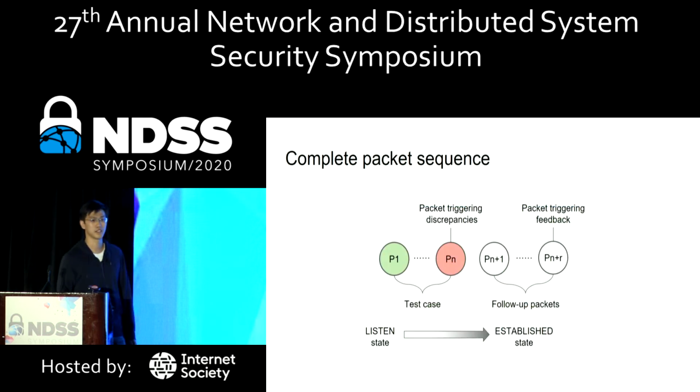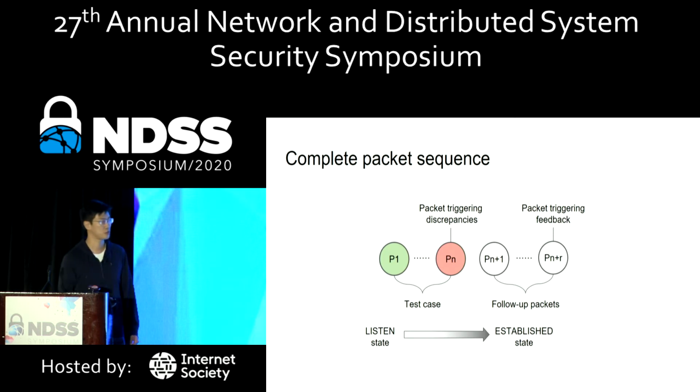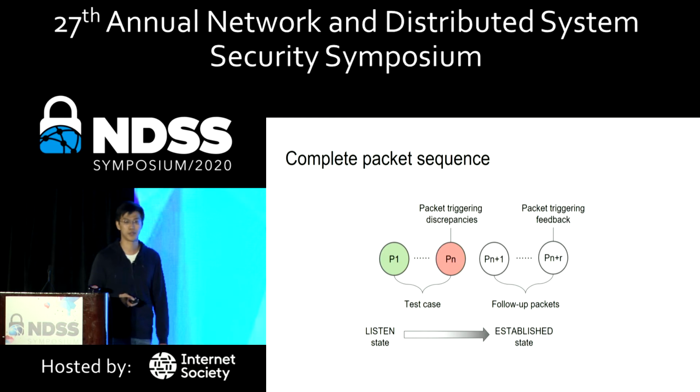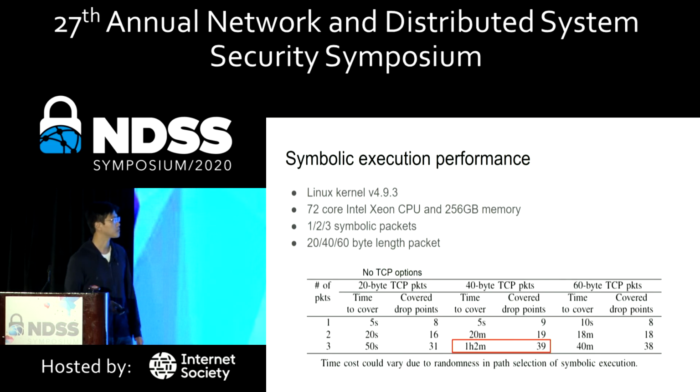So this is a complete test case, which has n plus r packets. The first n packets are generated from symbolic execution, and the packets before Pn are used to set up the state, and Pn is used to trigger the discrepancy to cause the DPI and the server to go to different states. And the last r packets are follow-up packets to trigger feedback from the DPI, or trigger some alarm or event logging. So we always start from the TCP listen state and end by sending some data in the established state.